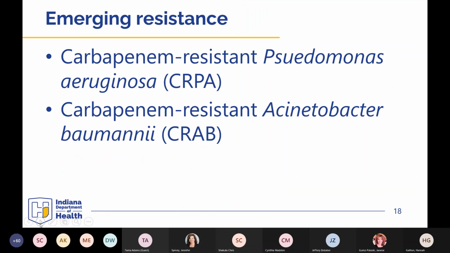Moving into emerging resistant organisms, we have both carbapenem-resistant Pseudomonas and carbapenem-resistant Acinetobacter. These organisms are not currently reportable in Indiana, but we still ask that you send reports of these organisms so that we can continue to track them. These reports can be sent through MBS and a morbidity report or faxed using our secure fax line.